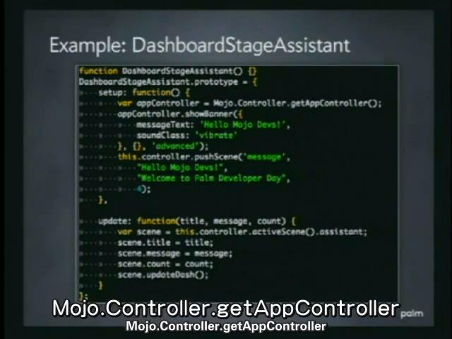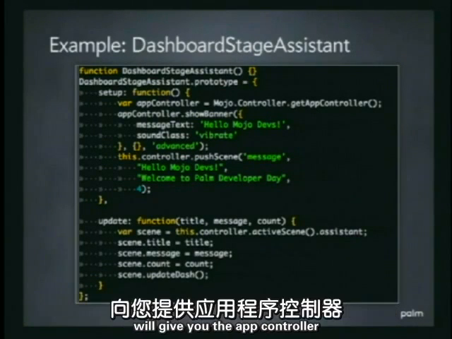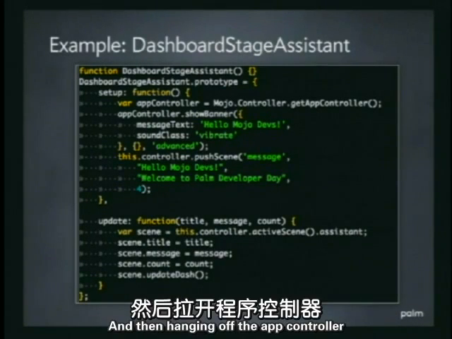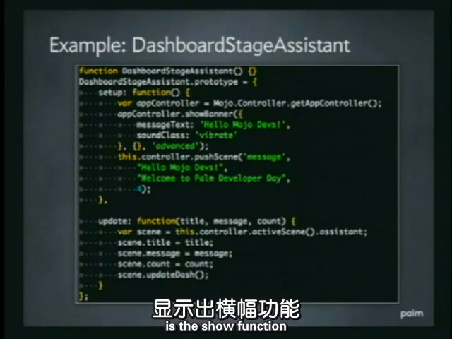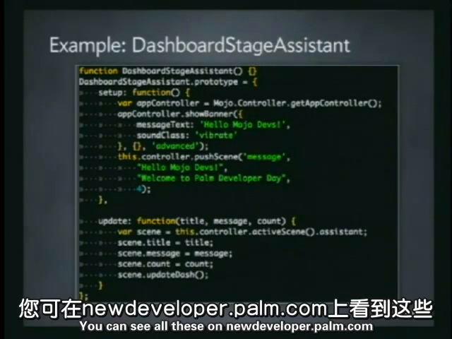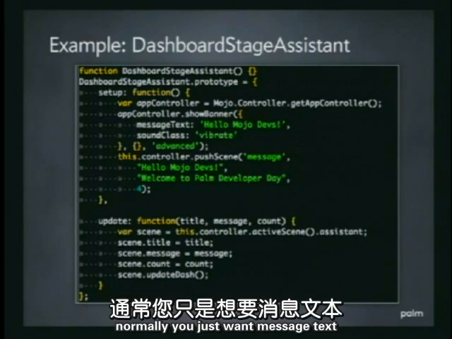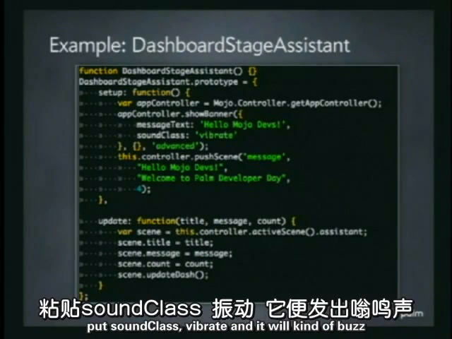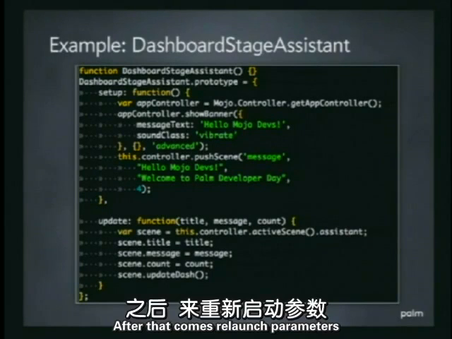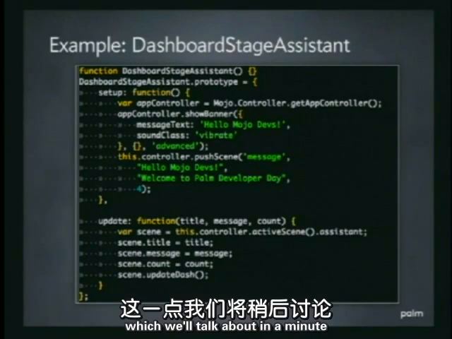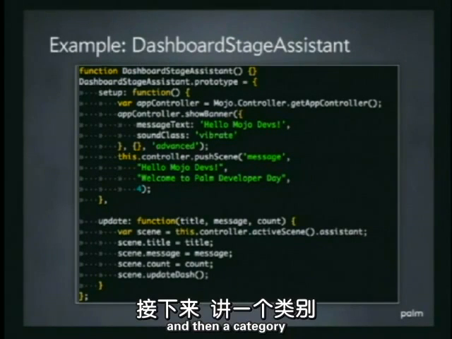So to do that, mojo.controller.getAppController will give you the app controller, and then hanging off of the app controller is the show banner function. You can see all of these on developer.palm.com, but it's pretty straightforward. Normally, you just want message text, and if you want it to vibrate, you put sound class vibrate, and it'll kind of buzz. After that comes relaunch parameters, which we'll talk about in a minute, and then a category.